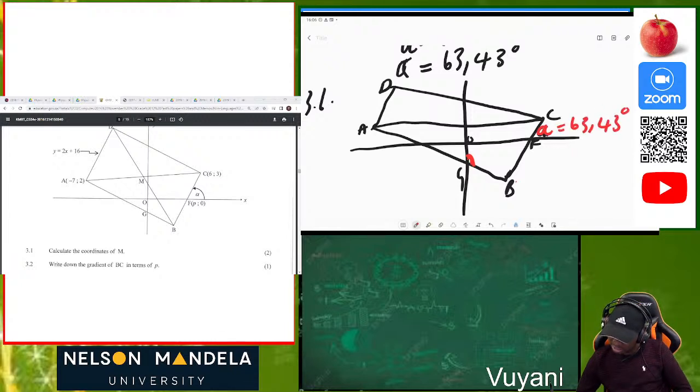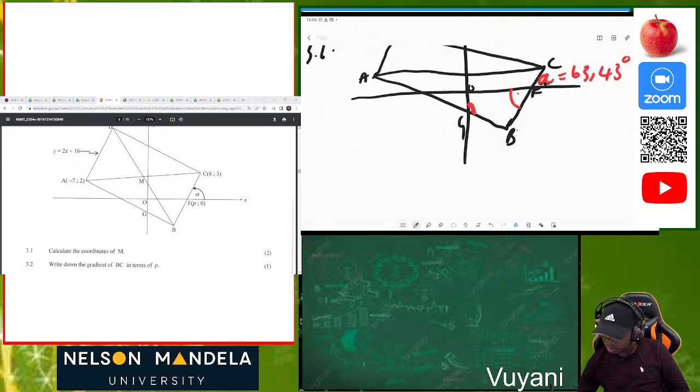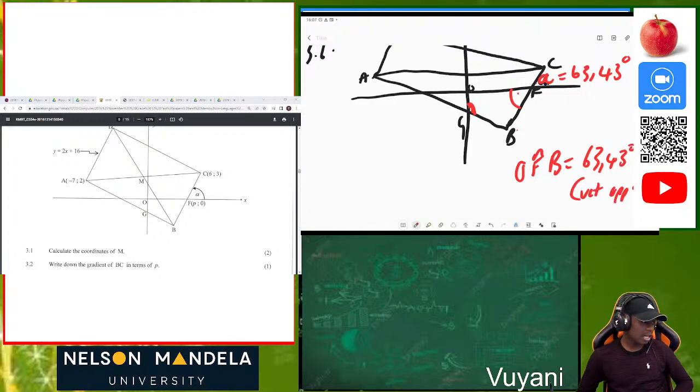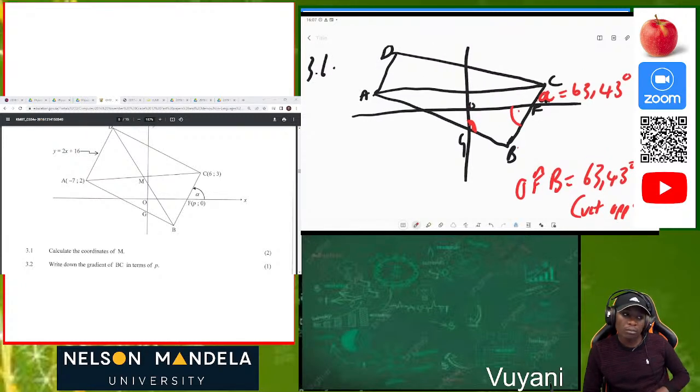Then we know that this and this are vertically opposite angles. So this angle and this angle are the same. In other words, FB is equal to 63,43 degrees. Why are you saying they are vertically opposite angles? Vertically opposite angles are always equal to each other. Then now we are looking for this angle. Don't forget that we are still looking for that angle. So what are we going to do about the fact that we know that OFB is equivalent to that?